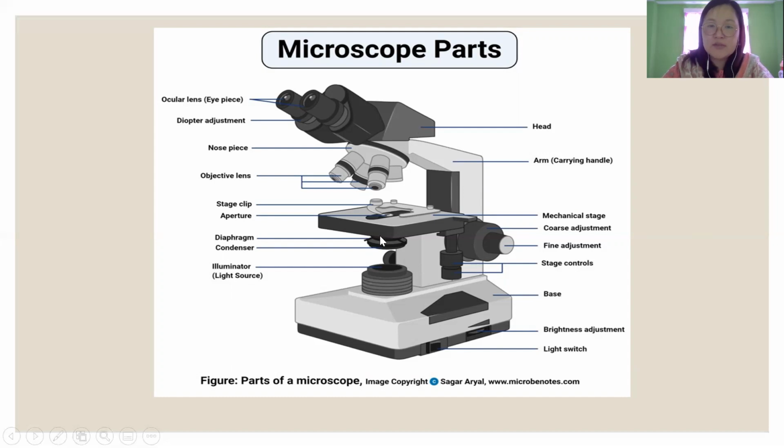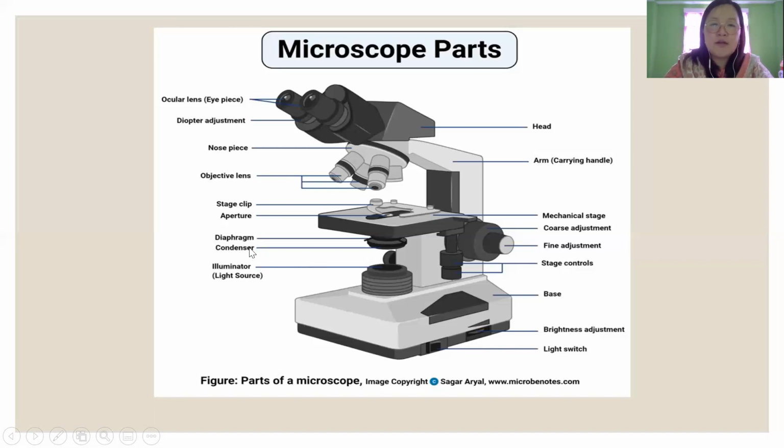This is the mechanical stage, which has a clip in which you can fix the slides you want to observe. These are the stage and control knobs. These are the coarse adjustment and the fine adjustment. This is the base, where the light is fixed. The light switch on and off is here. To increase brightness turn clockwise, to decrease brightness turn anti clockwise.